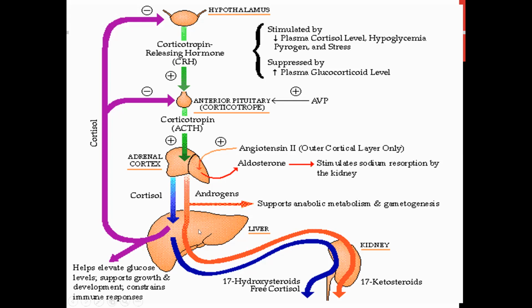Now, the adrenal cortex also produces androgens. The androgens support anabolic metabolism and gametogenesis, in times of meiosis, to produce another living organism. So these androgens will support gametogenesis.